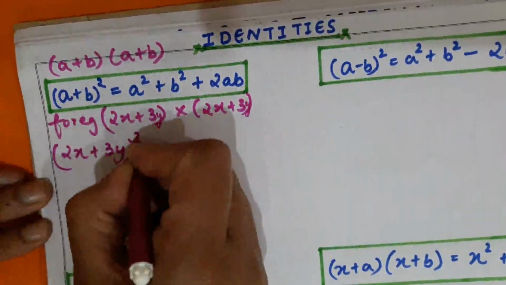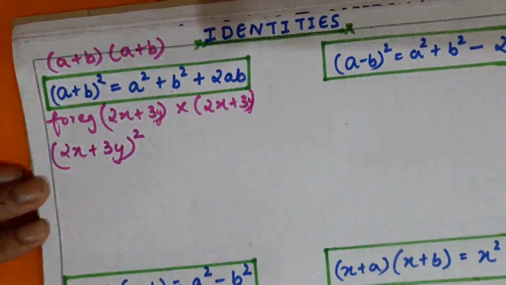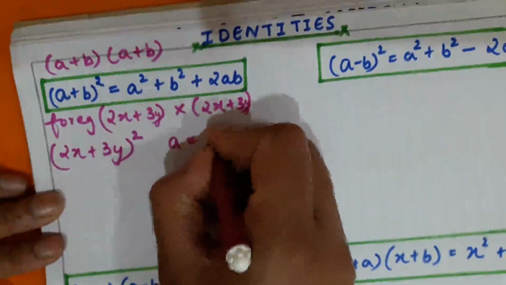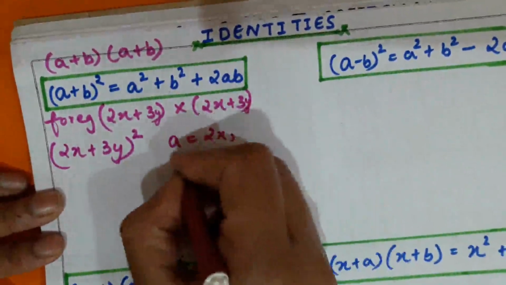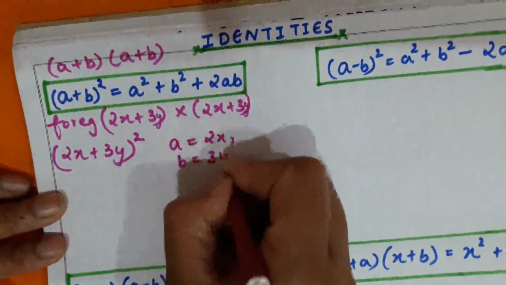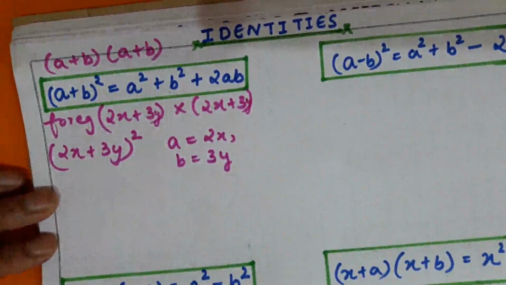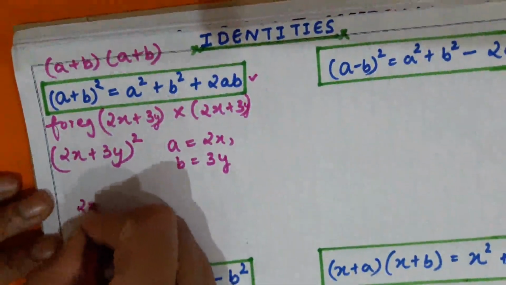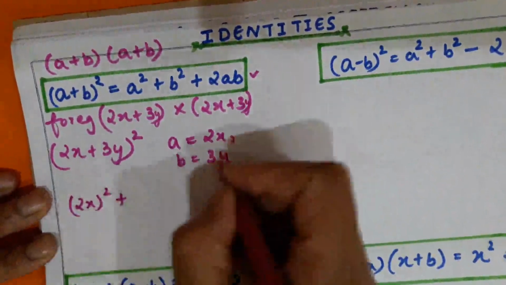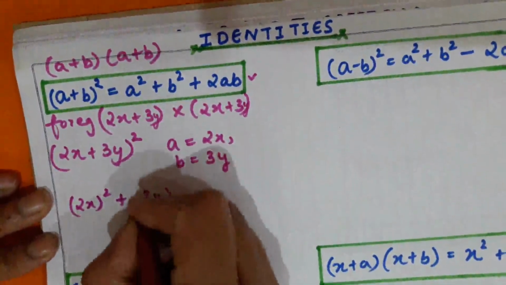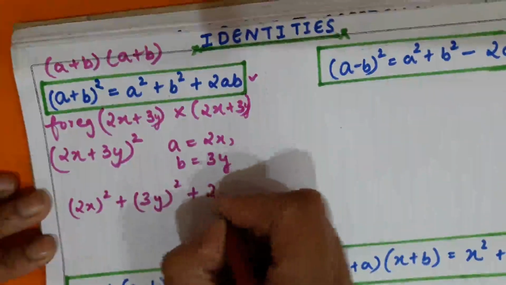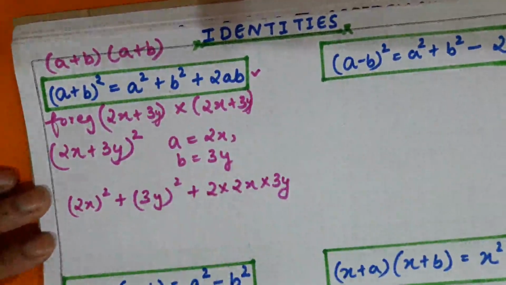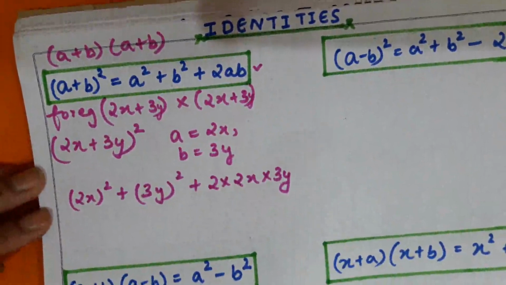You can write like this also, 2x plus 3y ka whole square. So here a is 2x and b is 3y. So you can easily put the value inside this formula. So a square means 2x ka whole square plus b square is 3y ka whole square plus 2 into 2x into 3y. In this way you can easily solve the question.